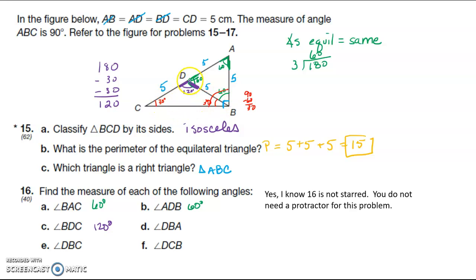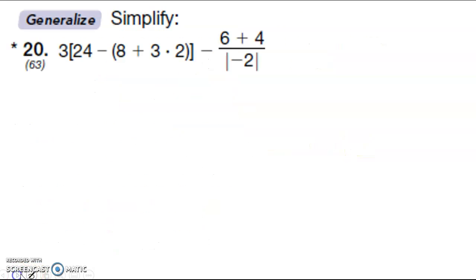DBA is another green angle, so that's a 60. DBC, I think that's red. So that's this one, that's 30. And DCB, which is this one, is also 30. Let me know if you have questions.